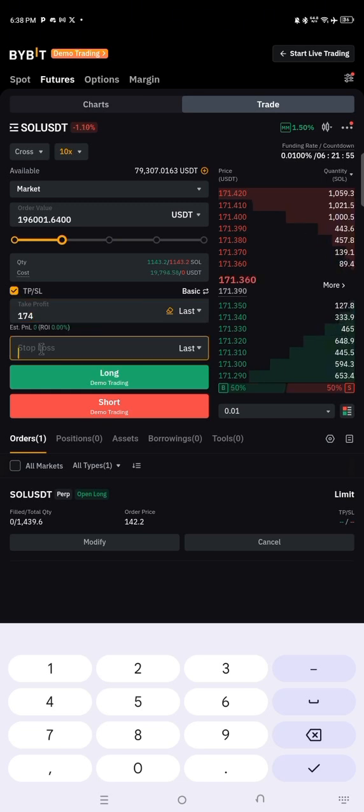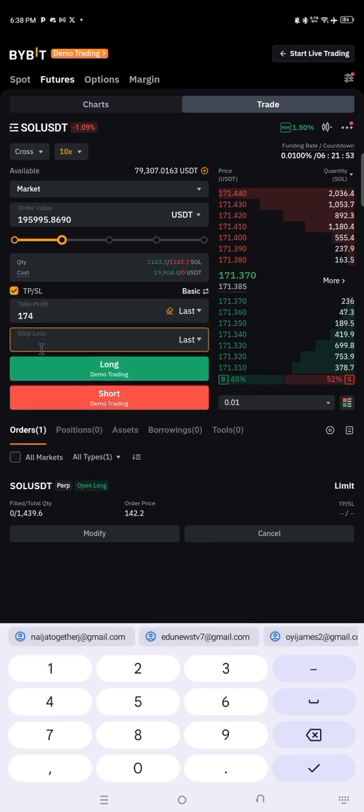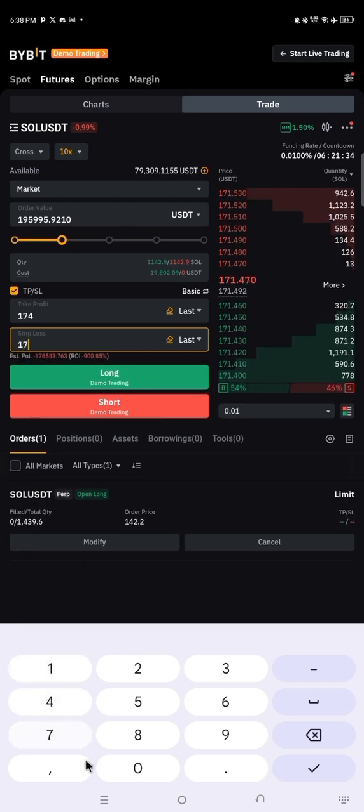Then this stop loss, in case the market goes against me, since I don't want to lose everything, I don't want to lose more than $50. That's why I'm selecting this particular stop loss here. So I want them to take me out of the market when the price reaches 170. Once the price reaches 170, they will take me out of the market, right?